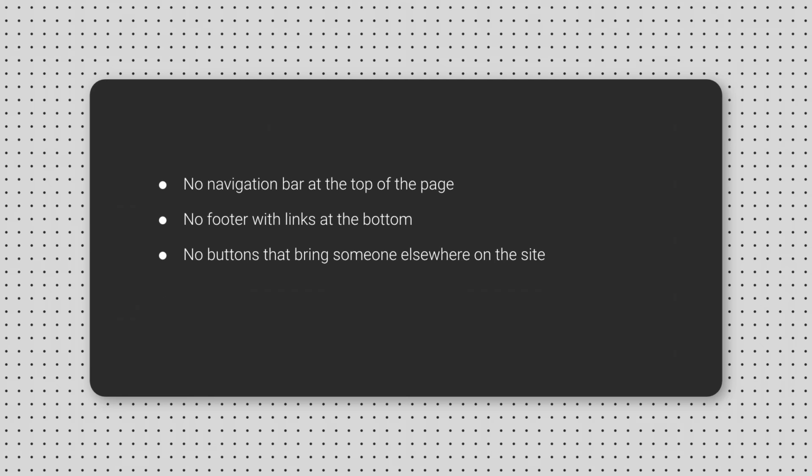And it's important that the focus is on driving users towards the primary CTA and removing anything that distracts from achieving this goal. This means not having things like a navigation bar at the top, footer with links at the bottom, buttons that bring someone somewhere else on the site, or having links to things like social media accounts and so forth. Anything that brings someone away from the landing page. There should only be one thing the user can actually do on the page, and that is to execute the conversion action.